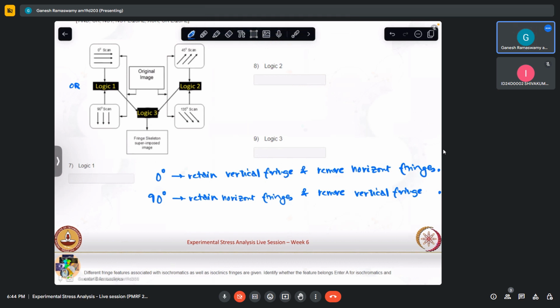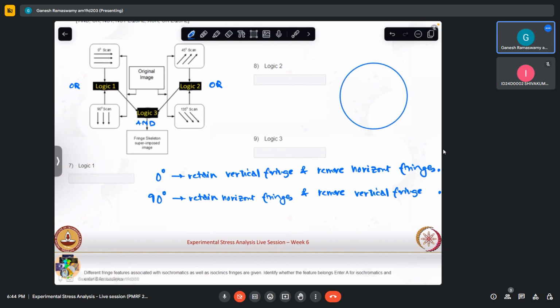Similarly, if we go for a 90 degree scan and its complementary 135 degree scan, there also we go for an OR operator. Now both of these would have scanned the same image and given some fringe skeleton. Now it has been found that when we do an AND operation on these two, this gives the highest amount of resolution.